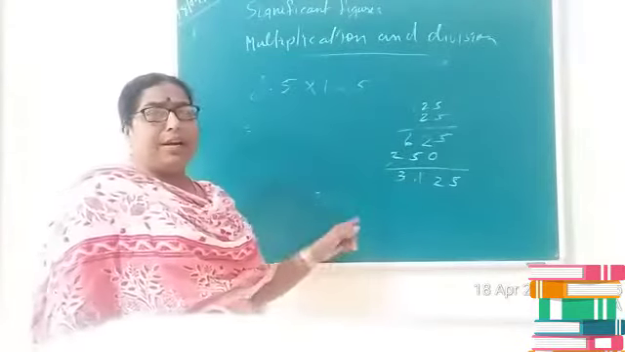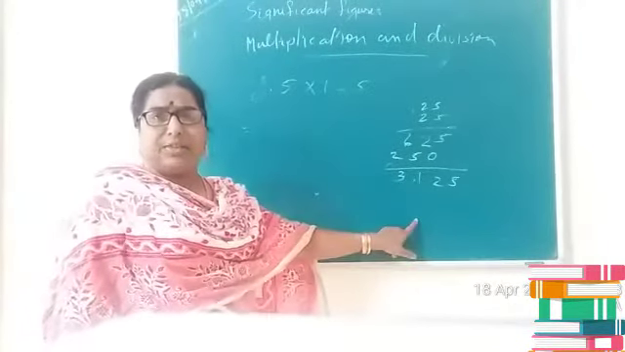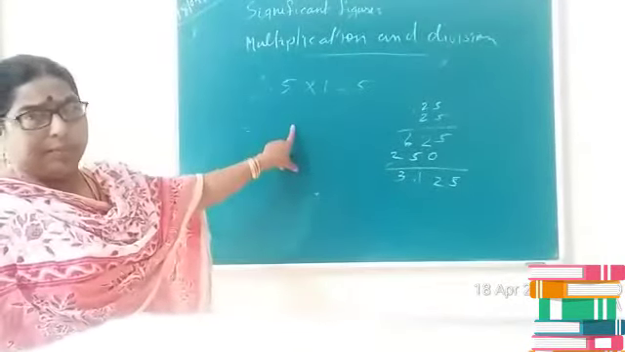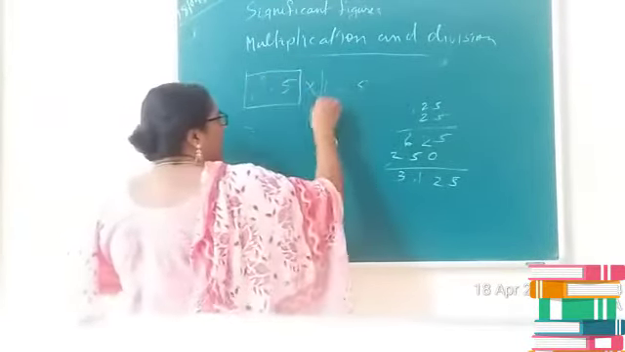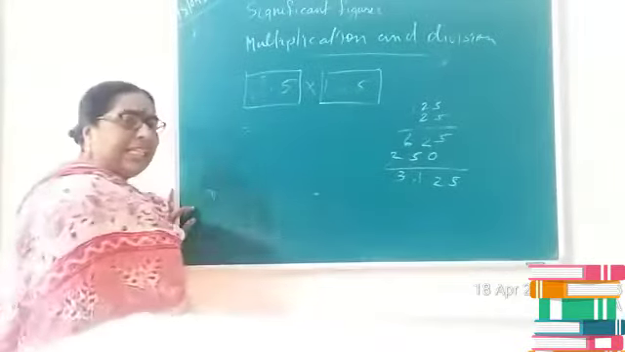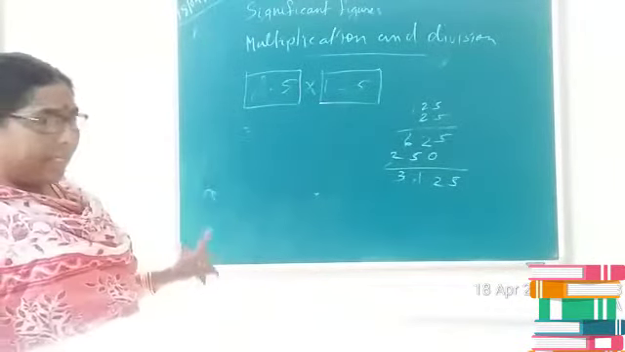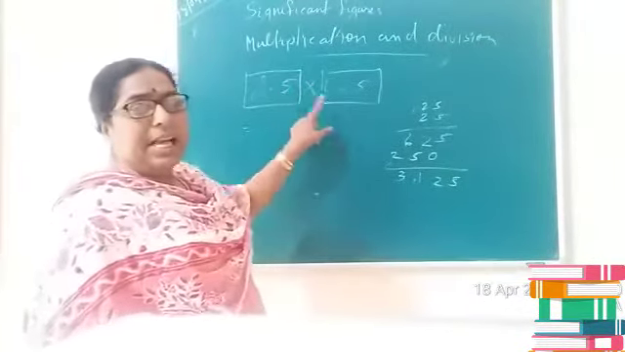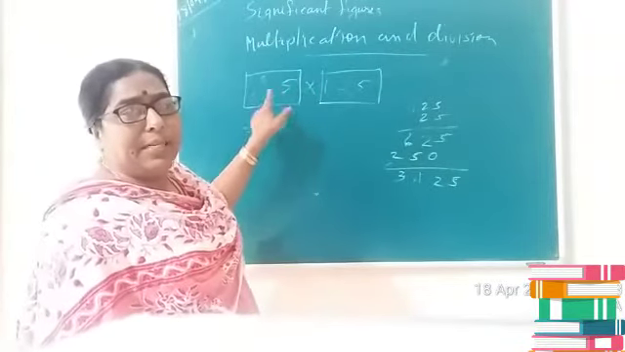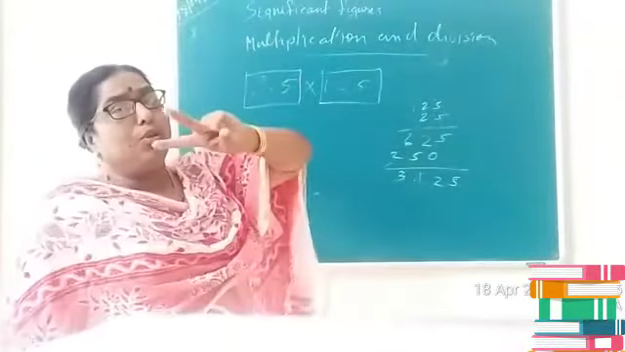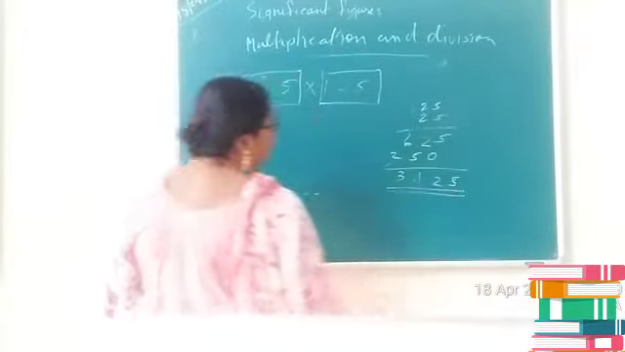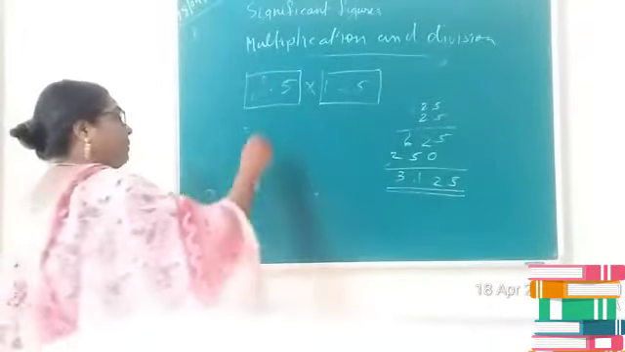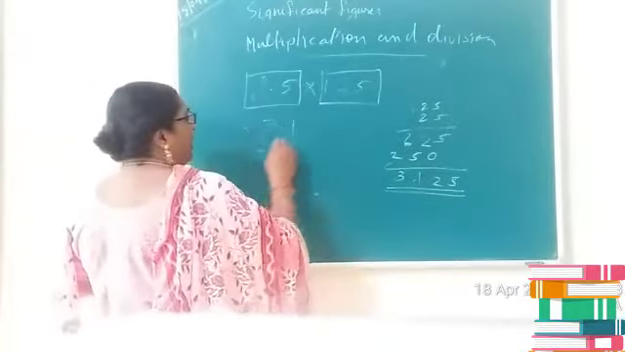Now, in order to find out the number of significant figures in your answer, again come back to the question. In the question, the first number has two significant figures, and the second one has three significant figures. So the number which is having the least number of significant figures is 2.5. It possesses only two significant figures. So your answer should also be corrected to two significant figures. That means you can consider it as 3.1.